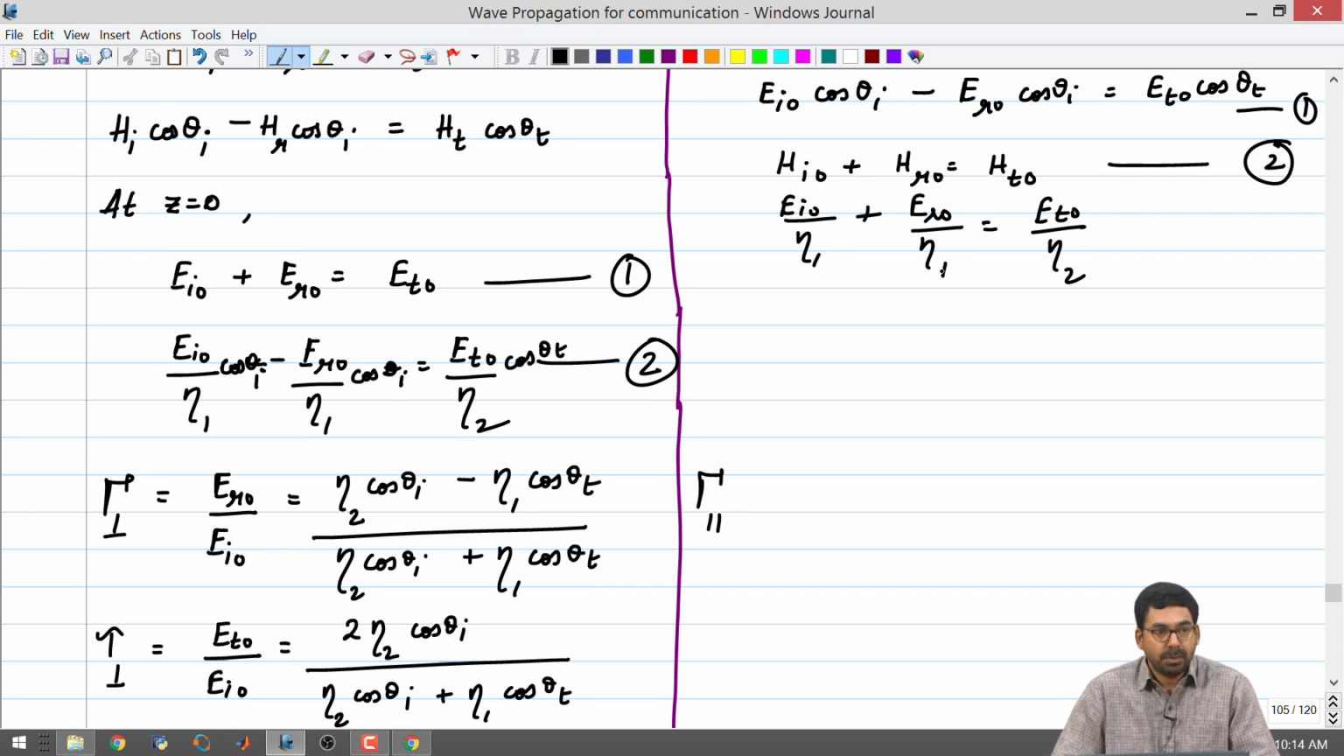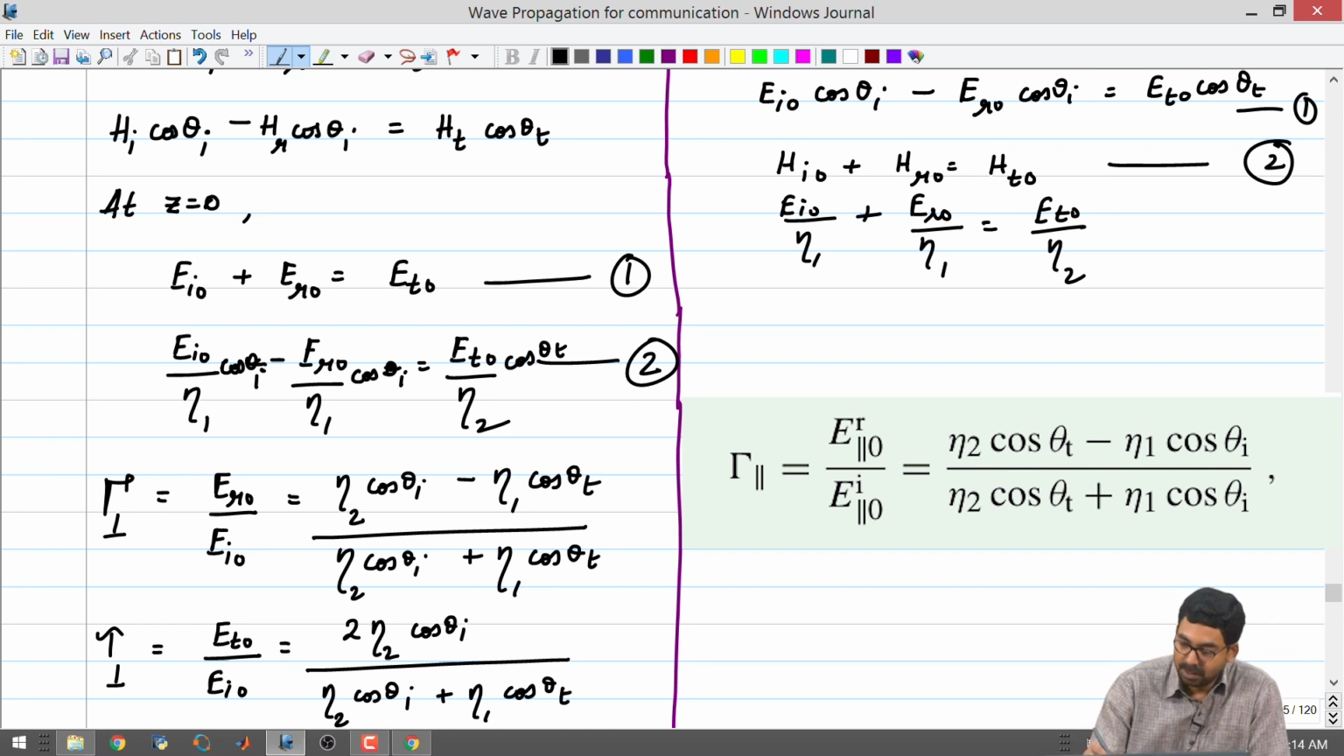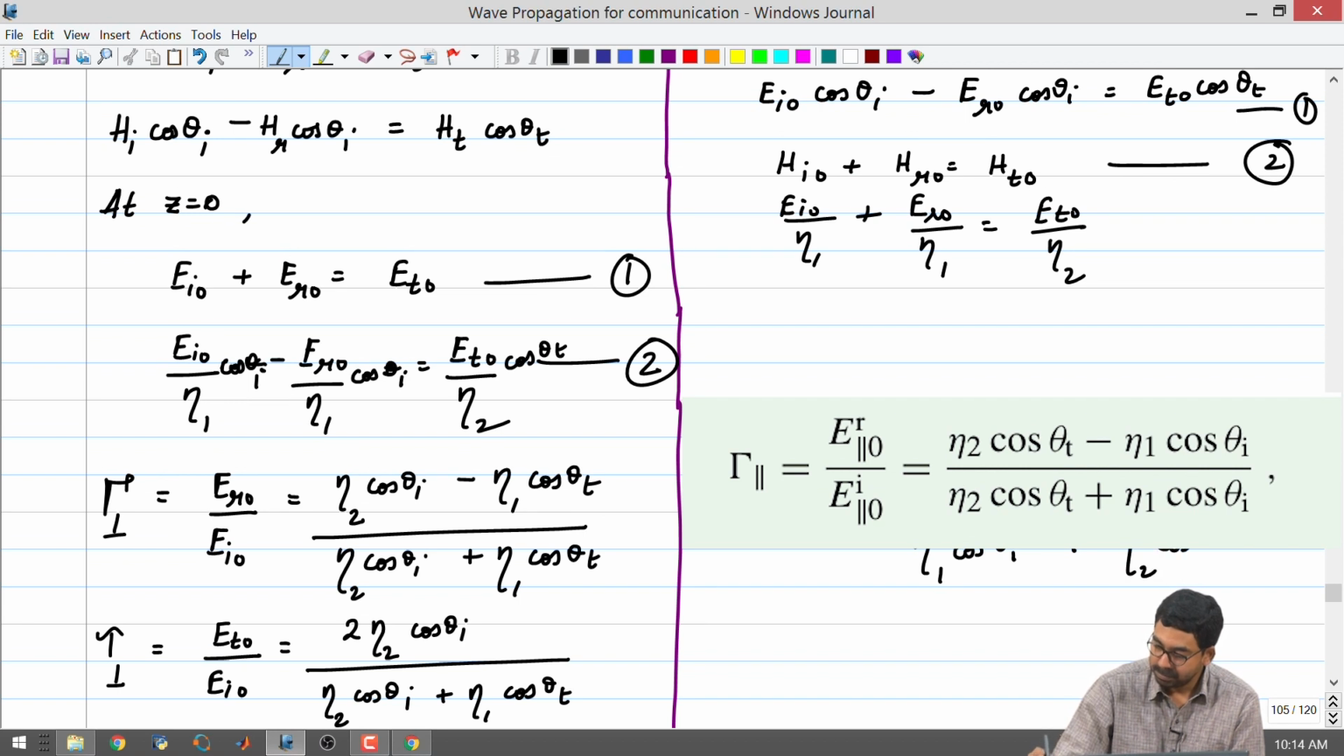Okay. So, now you will have two equations, and the unknowns that you can solve are only for the ratios. So, the ratio of reflected to incident, in this case, comes out to be eta 1 cos theta I minus eta 2 cos theta t divided by eta 1 cos theta I plus eta 2 cos theta t.